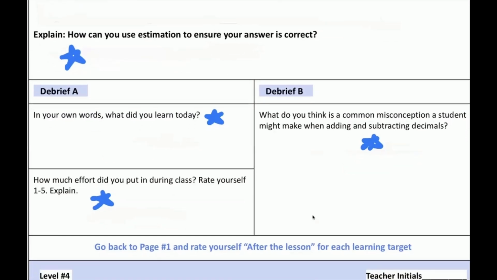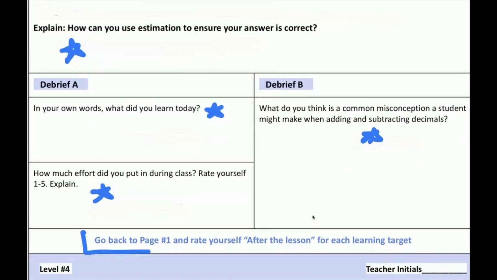Once you finish page 6, you are going to go back to page number 1. At the beginning of today's lesson, we rated ourselves 1 through 5 on our learning targets. Now that we've gotten some more practice, you're going to rate yourself on our learning targets again. Make sure to circle 1 through 5 after the lesson. 1 is the lowest, 5 is the most confident. And as always, make sure to check in with your teacher for page 6 to get feedback.